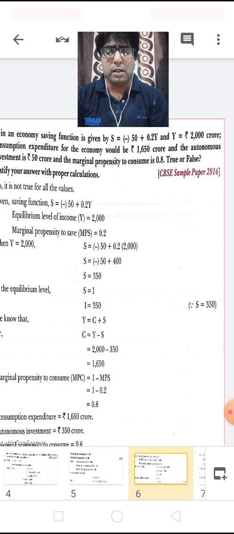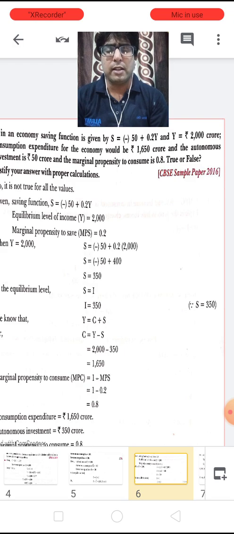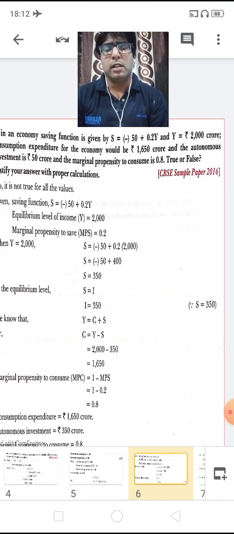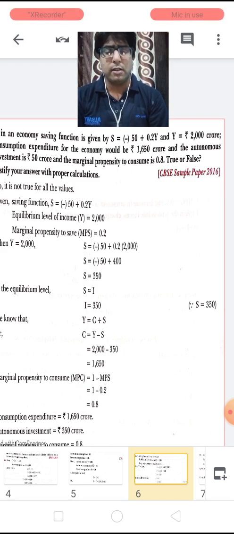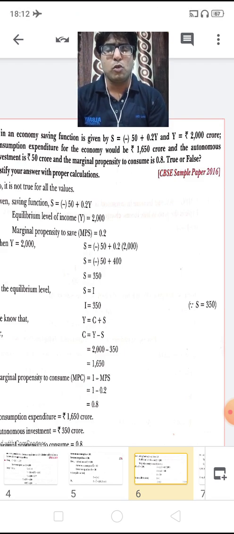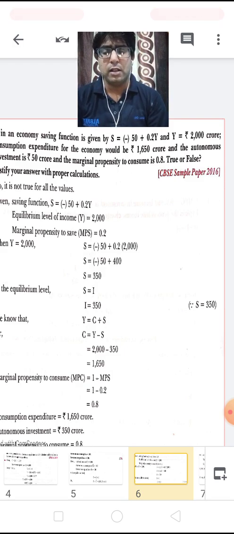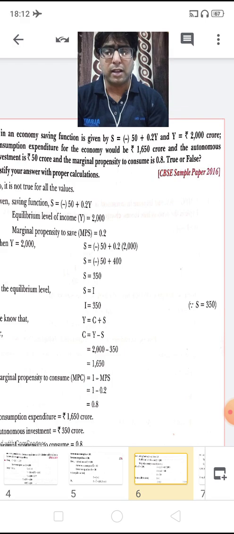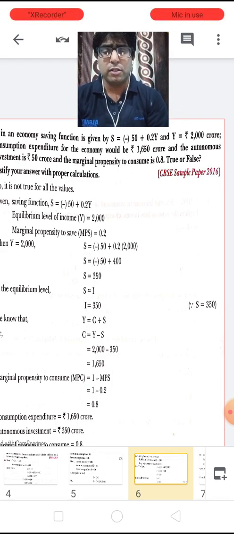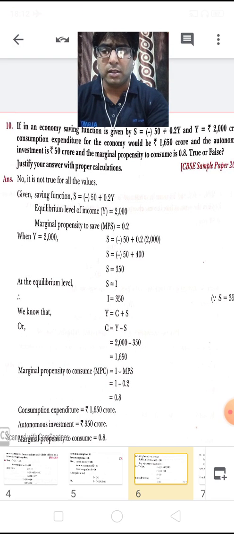If this kind of question is given, where these values are given, then it is asked that we prove whether all these values are true or false. So this we have to justify with our answers, with proper calculations. This is a question which obviously comes in the CBSE exams.